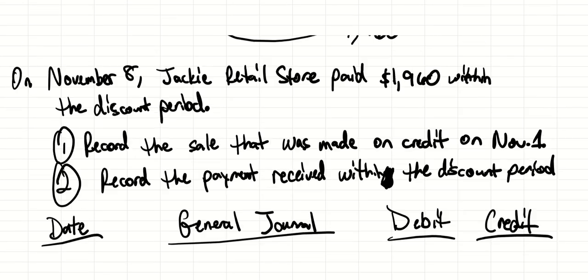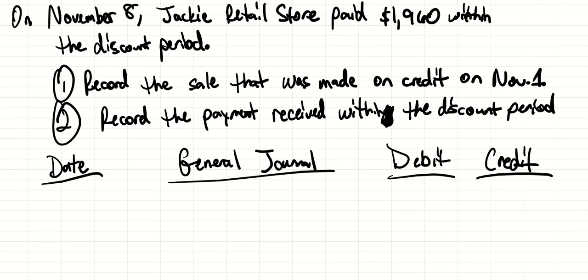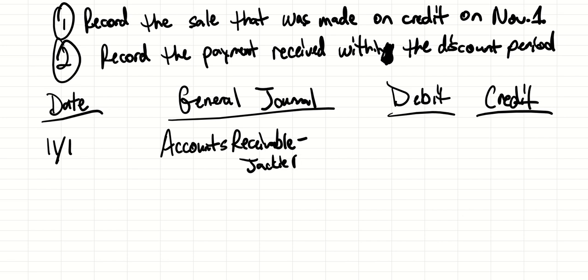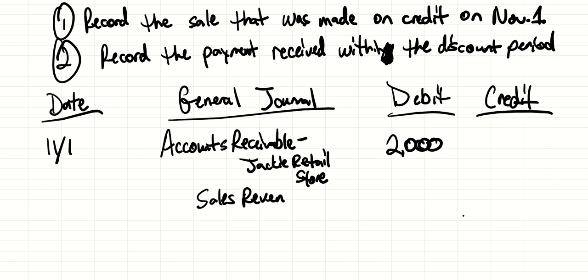All right, so the initial sale that occurred was on November 1st, so we're going to just record this initial sale using the perpetual inventory system. The initial sale that was made on credit, we're going to debit accounts receivable - Jackie Retail Store for $2,000. And we're going to credit sales revenue for that same amount. And this is to recognize the revenue.